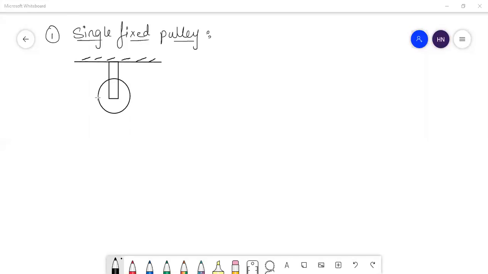Now we need to pass the string over it. We have the load on one side, and there will be effort applied on the other end. So the effort will be applied to pull it downwards.